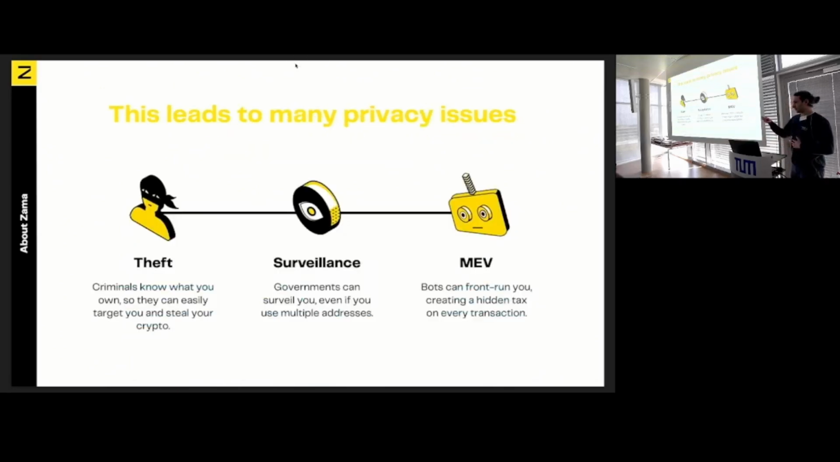First of all, you can be targeted for theft. There's actually a guy in my hometown who got kidnapped last week and had to pay like $25,000 of crypto before getting found by the police. So this is a real threat. You know, some people, if their balance of tokens is known to the public, they might be victim of theft. You can also be surveilled by your government, which might not be ideal, depending on where you live. And also, this isn't really a privacy issue, but the fact that everything is public on the blockchain leads to MEV concerns, where all users have to sort of pay this hidden tax on every transaction.